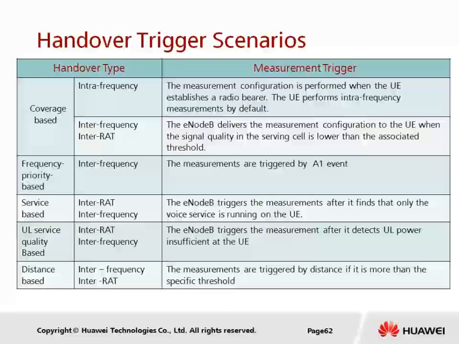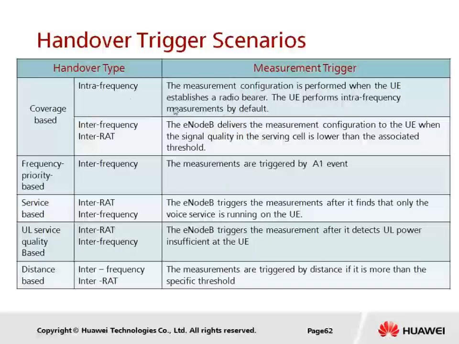We have seen earlier that there are a lot of factors triggering handover. Number one, the most common handover type, is coverage-based handover. Coverage-based handover is triggered because the user is moving out of the coverage of the source cell, and that could be solved by performing intra-frequency handover or inter-frequency and inter-RAT handover.